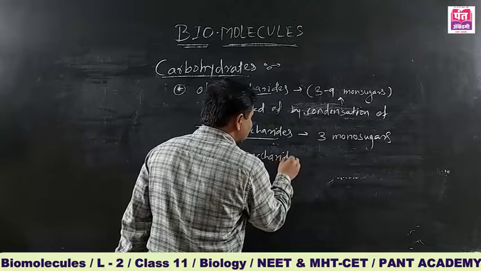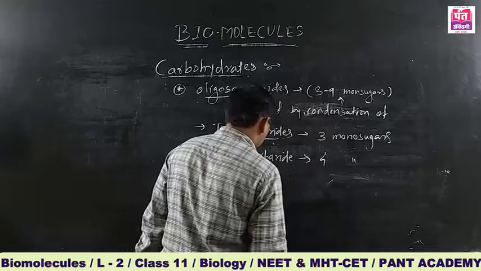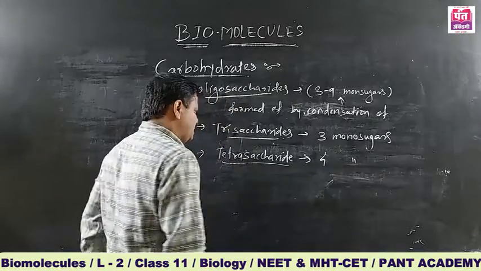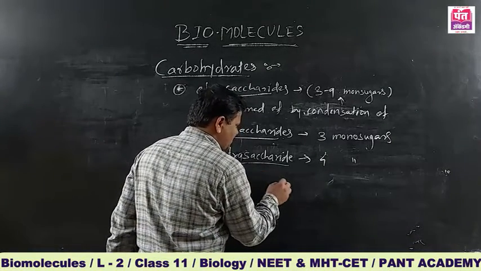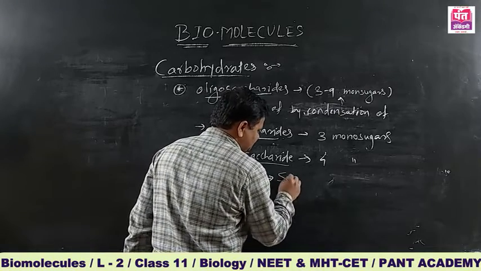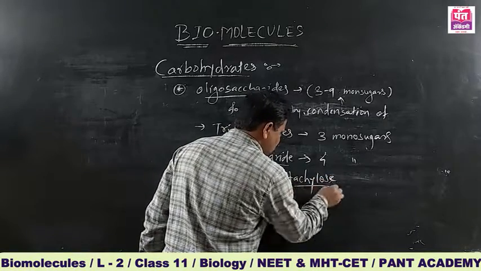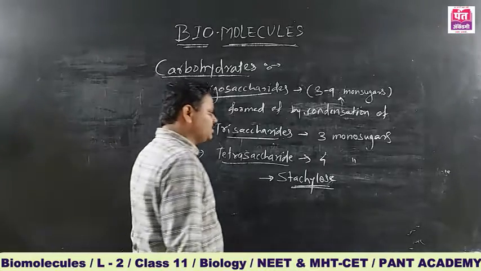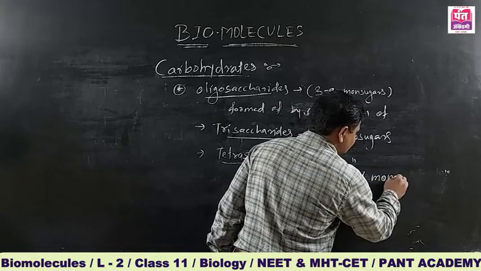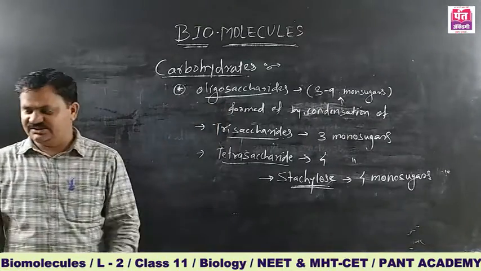Tetrasaccharide. This tetrasaccharide is formed of 4 monosaccharides. So a tetrasaccharide contains 4 monosaccharides, and there are different kinds of examples. One example we can take is stachyose. This stachyose, you can see, is formed of 4 monosugars. 4 monosugars are present in this.